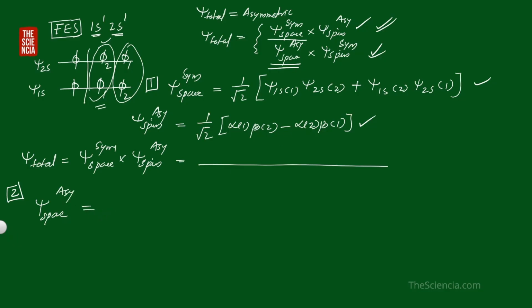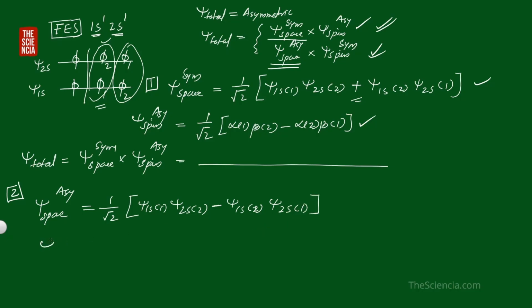That is, nothing is there. We have to interchange the sign. That is 1 by root 2, psi 1s 1 psi 2s 2 minus psi 1s 2 psi 2s 1.